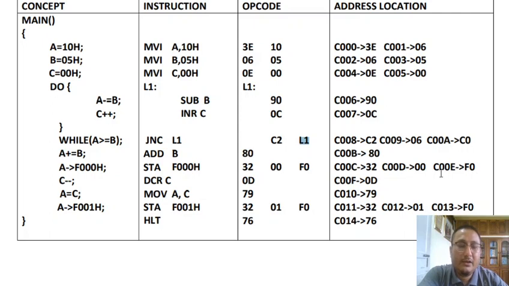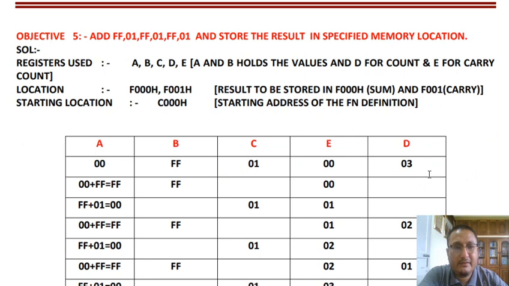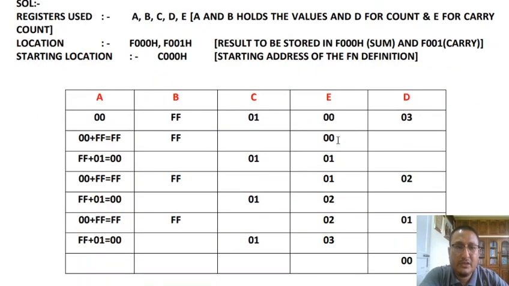So this is the way how successive subtraction is used in order to realize division operation. Now let us come to our next objective. That is a very simple objective. That is to add the sequence of FF and 01 thrice to the content of the accumulator and keep track of the carry. Okay. So now here the registers that are used are A, B, C, D, and E. So location where the results are stored are F000H. So F000H will store the sum, whereas F001H will store the carry, and starting location of the program is C000H.